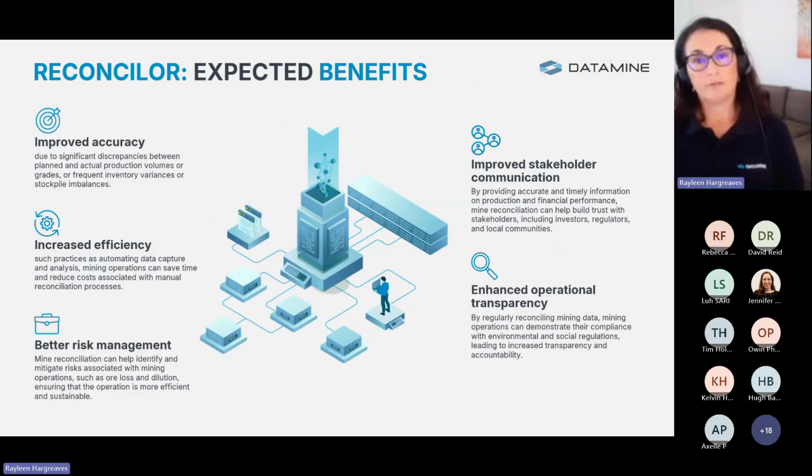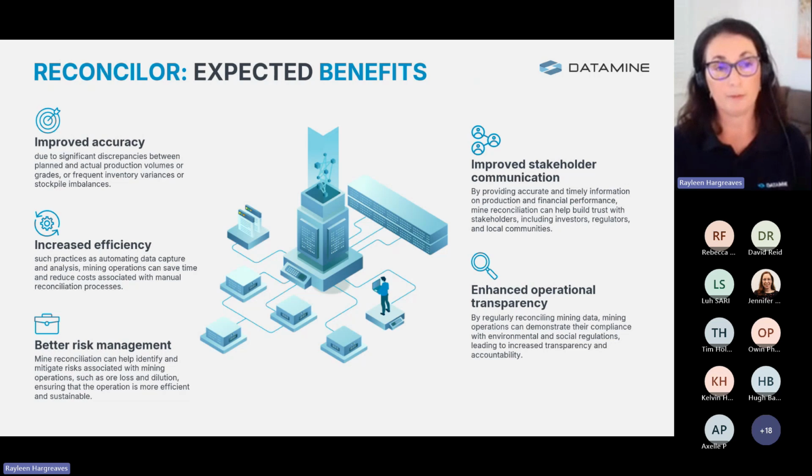So Reconciler delivers a range of benefits that help mining operations improve accuracy, efficiency, and transparency. And I'm a big one for transparency, and it needs to be that way. I think the JORC code in Australia is going down the same path with transparency, which is awesome. But we improve accuracy by reducing discrepancies between planned and actual production volumes.